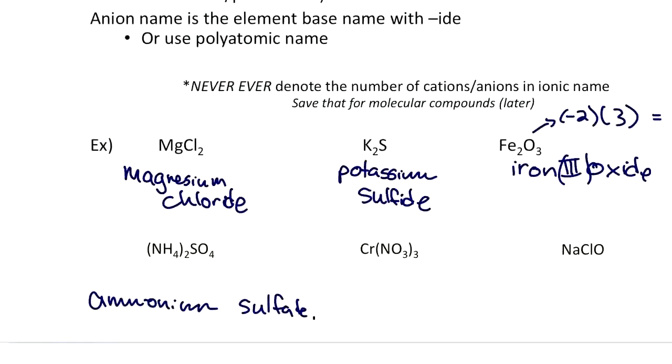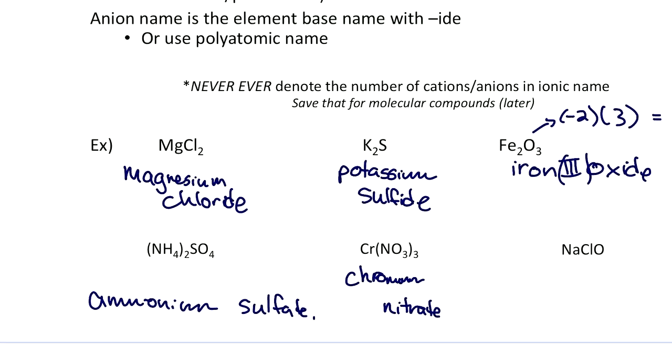All right, next one. What is this? Chromium nitrate. So nitrate is one of our polyatomics that you memorize. But is this completely right? No, what's wrong with chromium? It's not a main group. It's a transition metal, so you have to tell the reader what the charge is because they can't predict it using the periodic table.